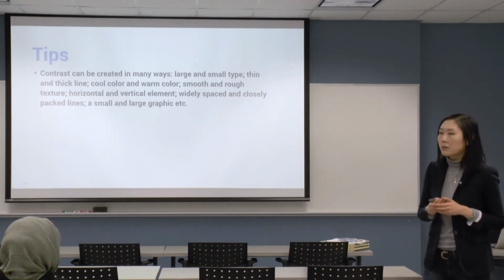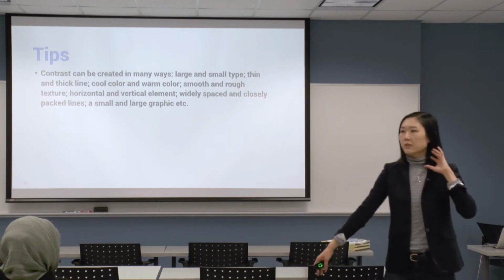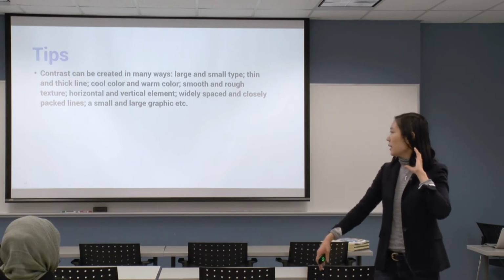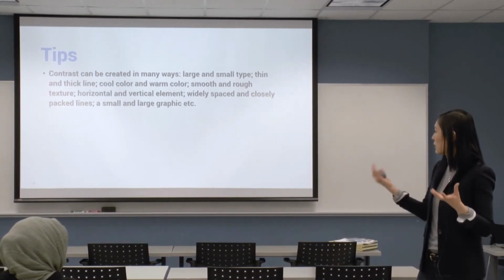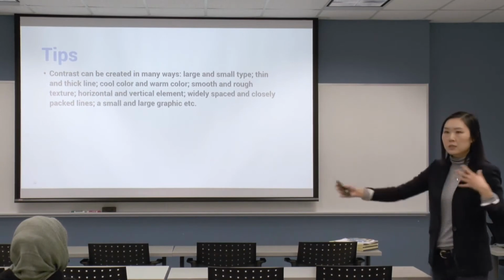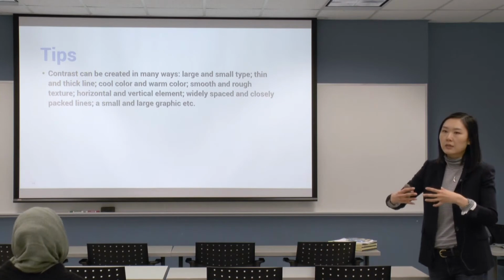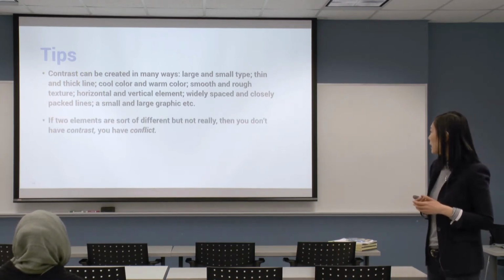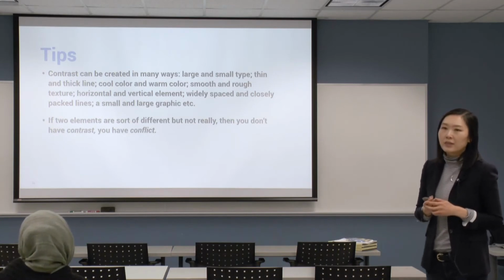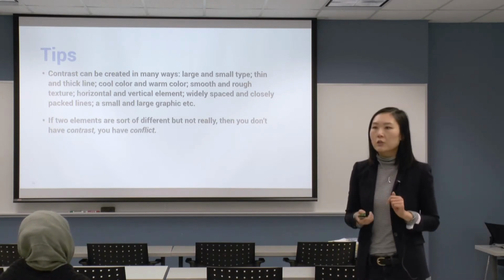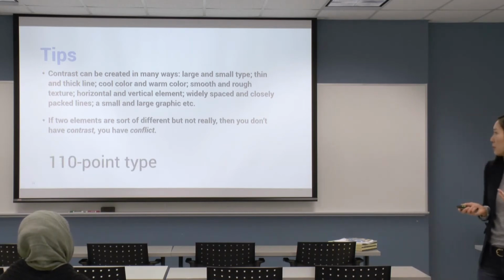It can be created in many different ways, right? I can contrast a larger typeface versus a smaller one. I can contrast a warm color with a cool color. So there are different ways you could do this, right? Spacing, widely spaced elements compared to really tightly spaced elements. But you don't want barely-there contrast. You want something very obvious, very deliberate, when you want to use contrast, right?